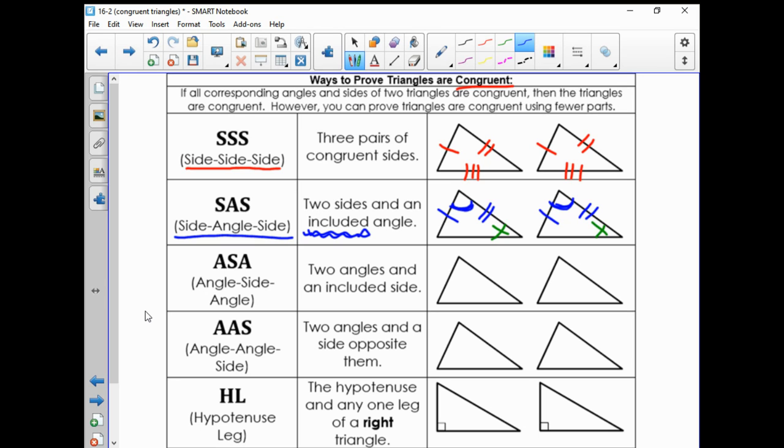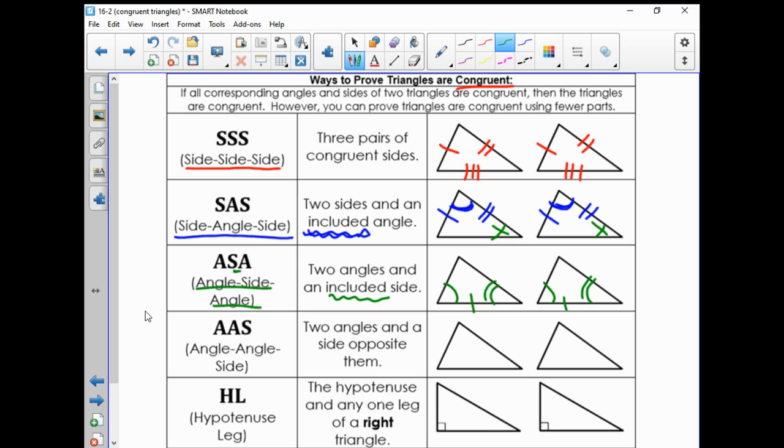Now the next 2, if you know 2 angles and a side, basically they're congruent, but you've got to be able to differentiate. So we've got angle, side, angle. Let's do these 2 angles. Maybe we know that those 2 angles are congruent. Angle, side, angle, notice that side again has got to be included. So it's got to be the side that's in between those 2 angles. That's what they consider angle, side, angle.